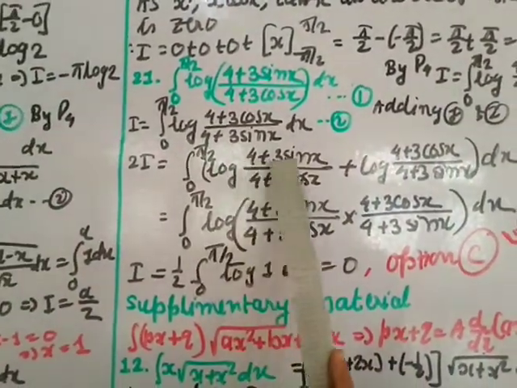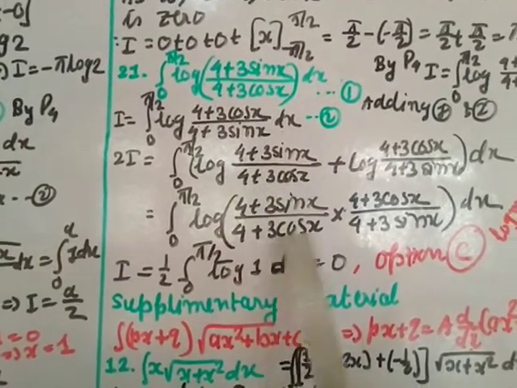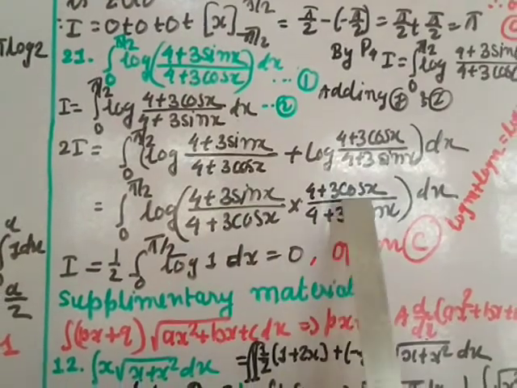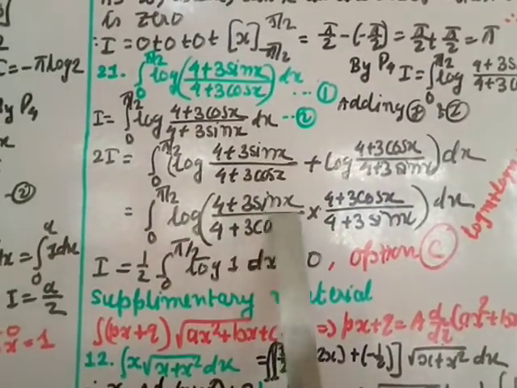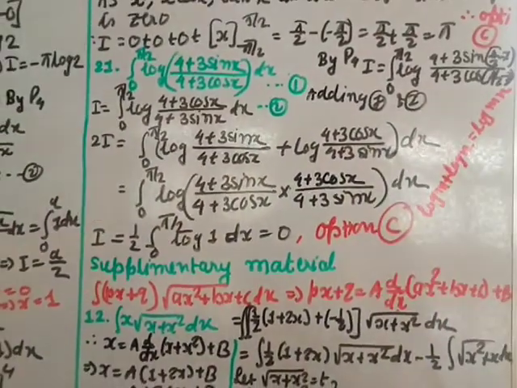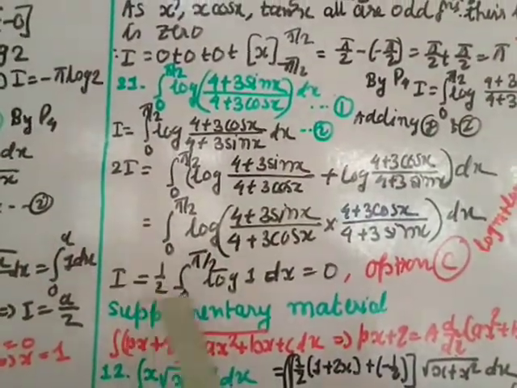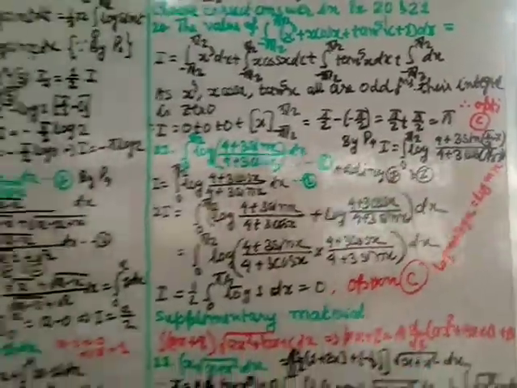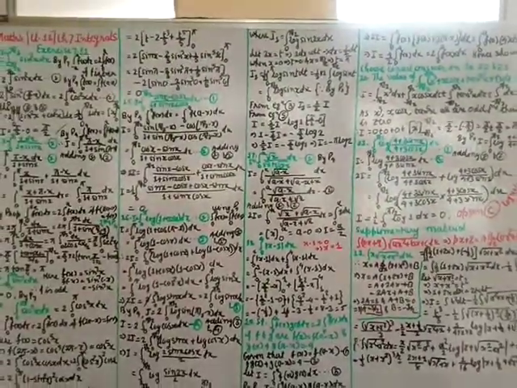So log of (4 plus 3 sin x) divided by (4 plus 3 cos x), into this one, (4 plus 3 cos x) divided by (4 plus 3 sin x). This one cancels, this cancels, so remains 1, and log 1. So log 1 is 0, so the answer is 0. So option C is the correct answer. Even if I transfer here, 1 by 2 into 0 is 0, so the answer is 0. So option C is the correct answer.